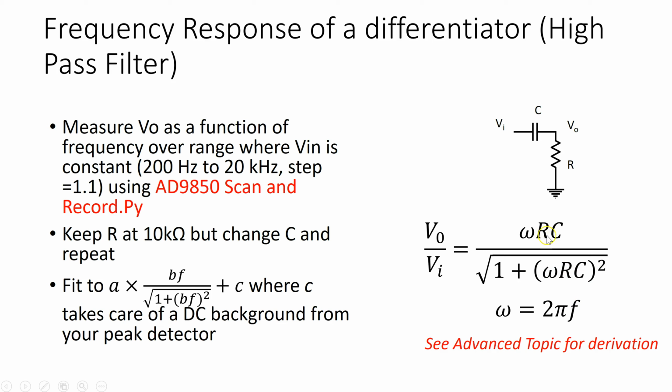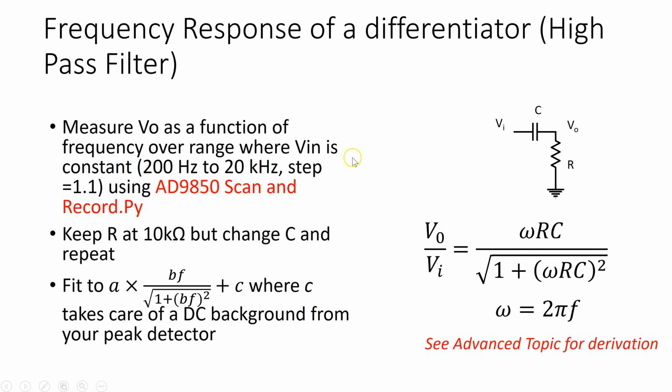So what you see with this function, as omega RC goes to infinity, this 1 becomes negligible and it looks like the square root of (omega RC) squared, which is just omega RC, divided into omega RC, and that of course is 1. So at high frequencies the transfer function of this circuit is 1, and at very low frequencies it goes to 0. Omega as always equals 2 pi times the frequency in Hertz.